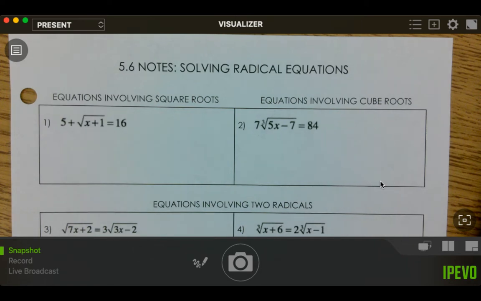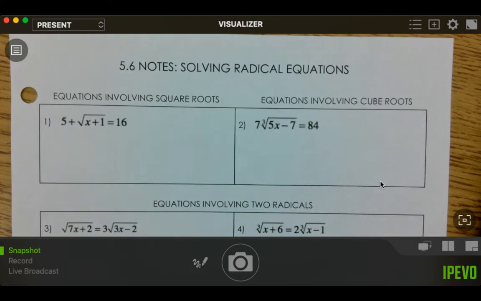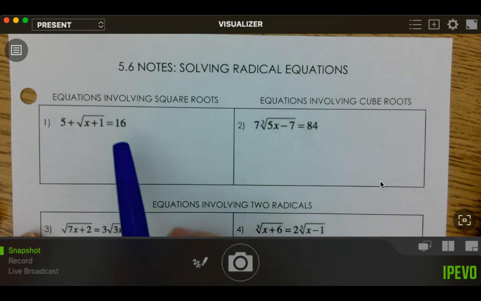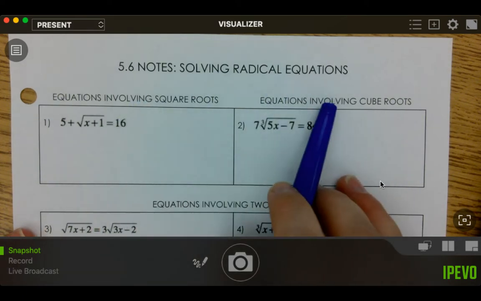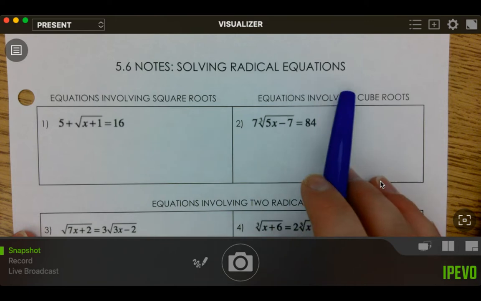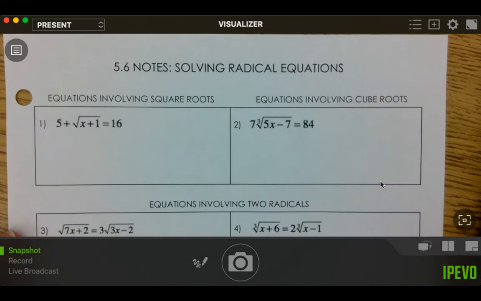Welcome back for some notes over solving radical equations. One thing I'm going to say before I even get started on the actual examples is there are several different types. If you read the little titles at the top, this will kind of lead you to which sections of your homework go over these.